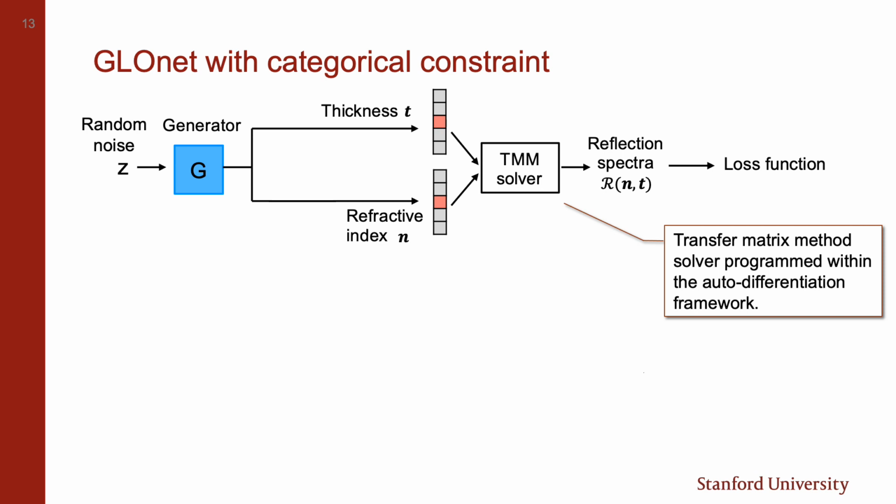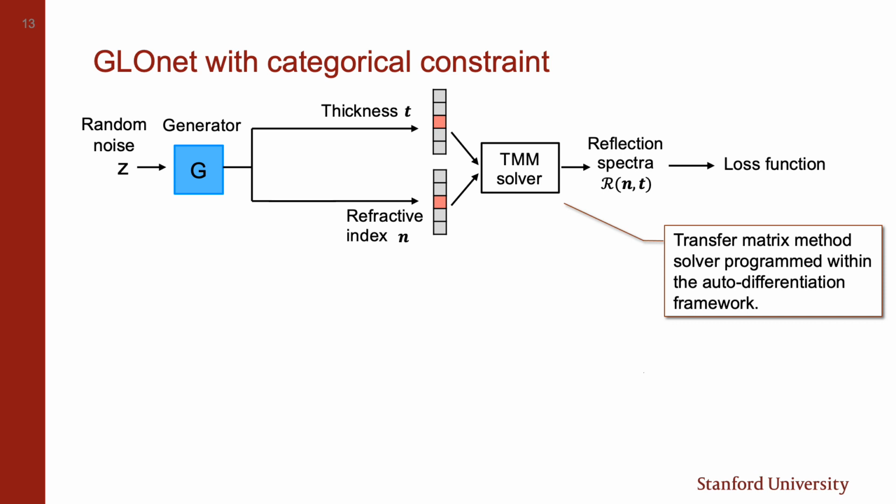Next step, the gradient of the loss function should backpropagate to the generator and update the generator. However, refractive index n can only take discrete values. The gradient of the spectra with respect to refractive index n is not valid.